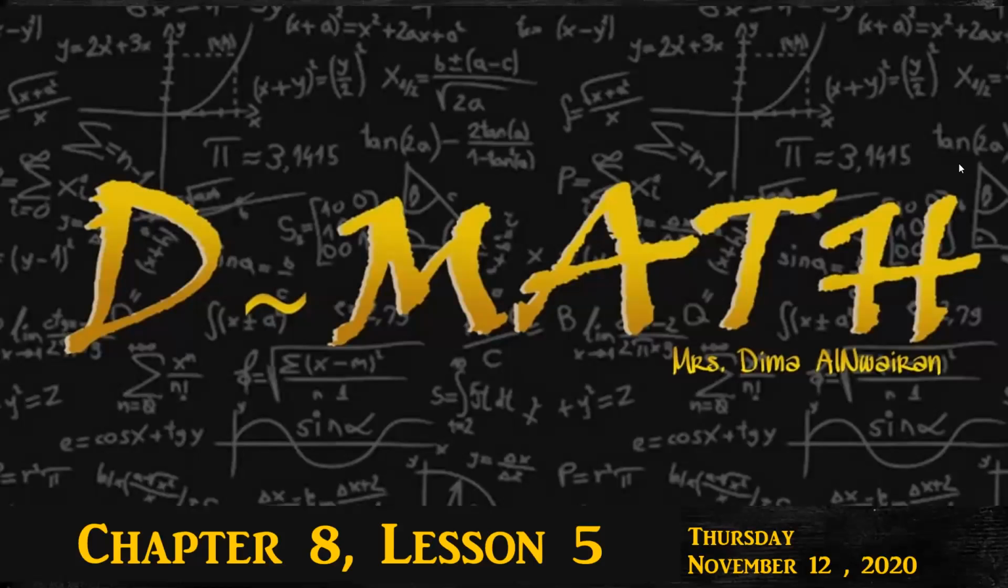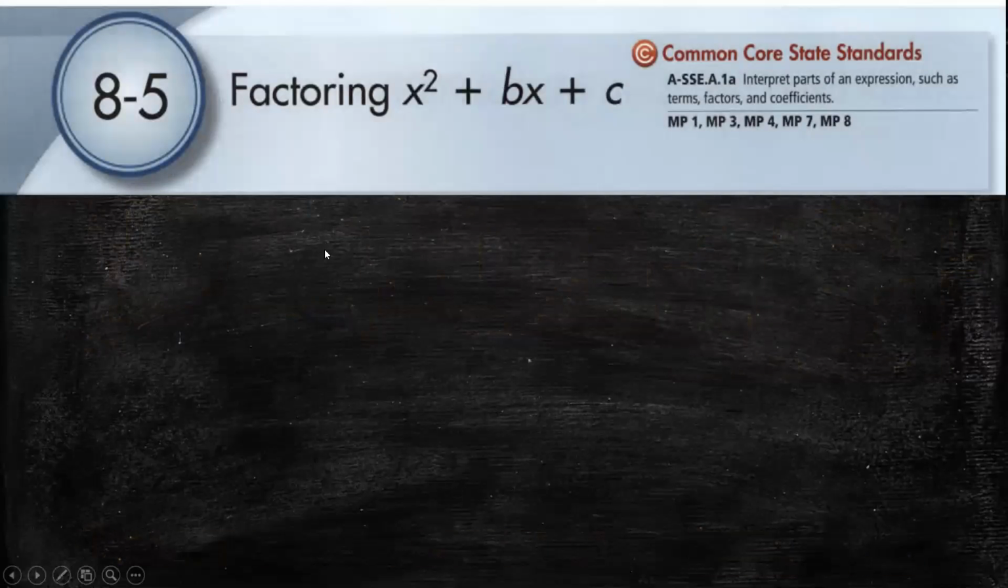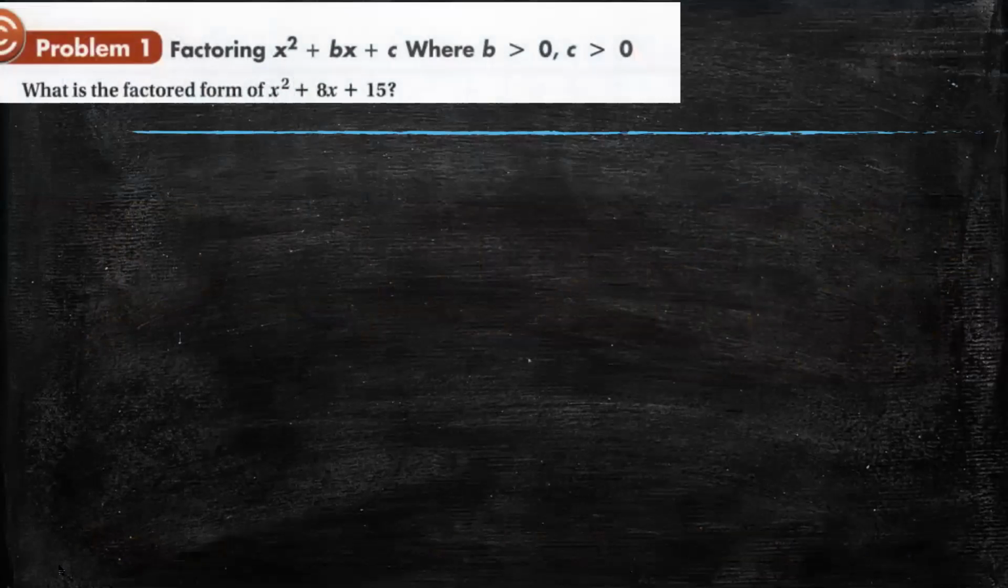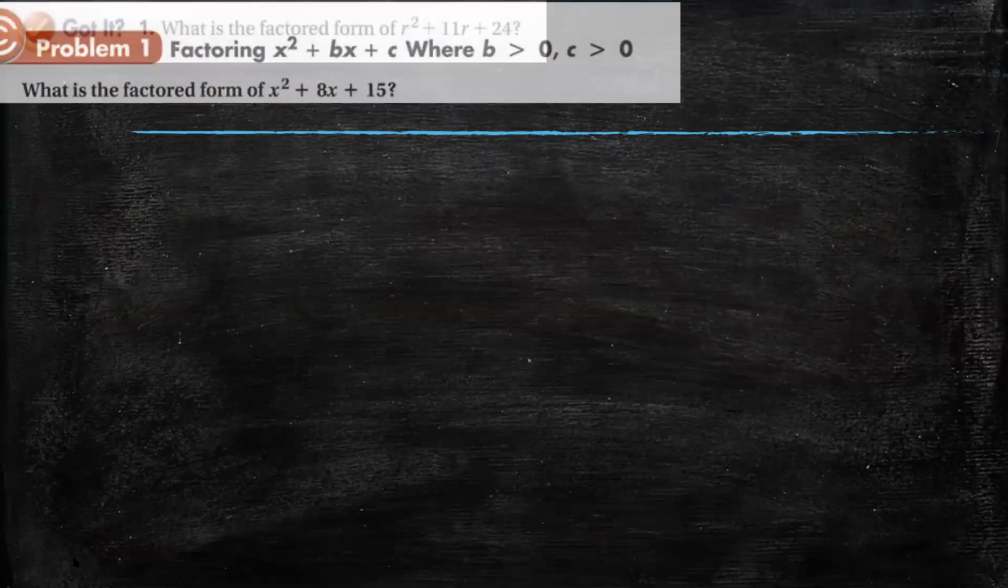Okay, good morning. Today we will continue our lesson, chapter 8, lesson 5, which is talking about factoring x squared plus bx plus c. We said yesterday what the definition of factoring is and what the difference between factoring and multiplying is. And we started with the first case, if both b and c are greater than 0, or b and c are positive numbers.